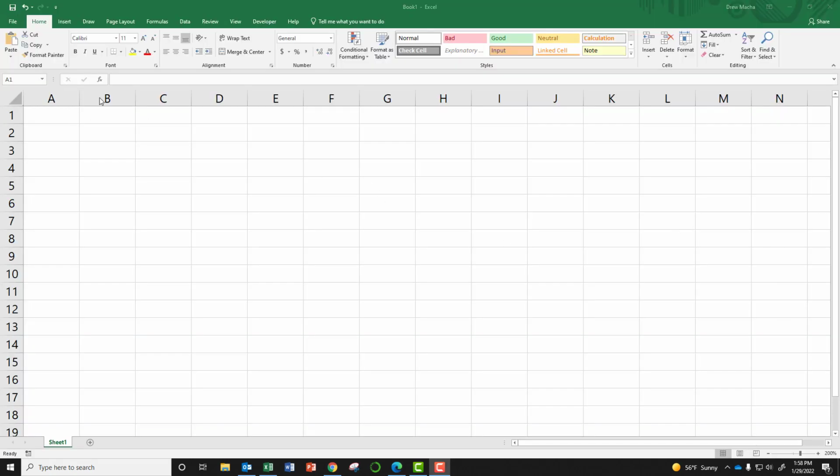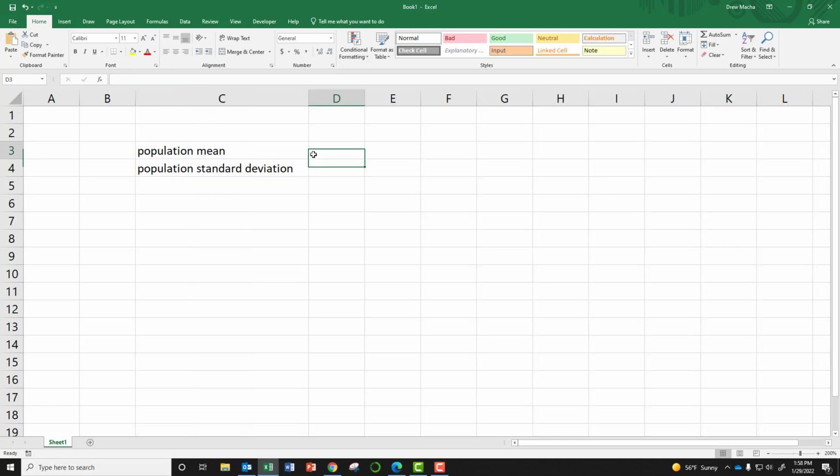Okay, so here you're looking at Microsoft Excel. And to create a random data set, here's what I'm going to do. I'm going to decide on a population mean and a population standard deviation. And I'm just arbitrarily choosing these because I'm just making a simulated data set for you guys. So I'll let the mean be 50 and the standard deviation be 10. Okay. Now I'm going to let my data set exist in this first column.